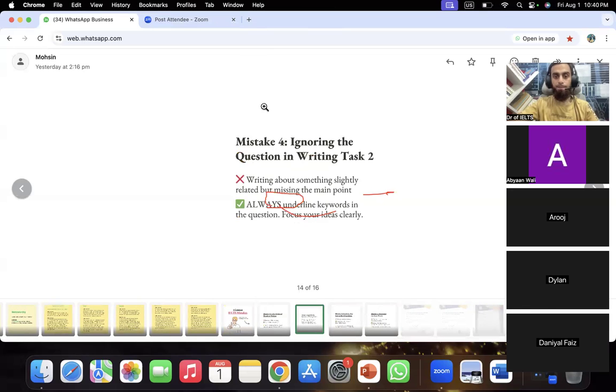Next, this point will be discussed in the essay discussion, so I do not talk about it here. Do not ignore the question in the writing test too. We have to focus on this point; it means we have to understand the question and answer both parts: advantage, disadvantage, problem, solution.